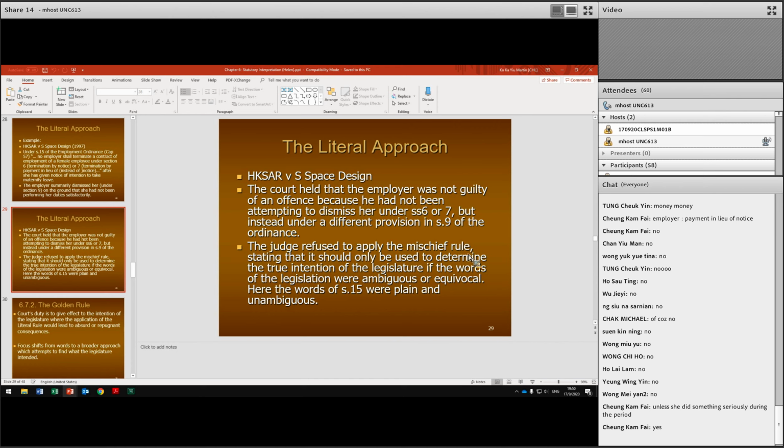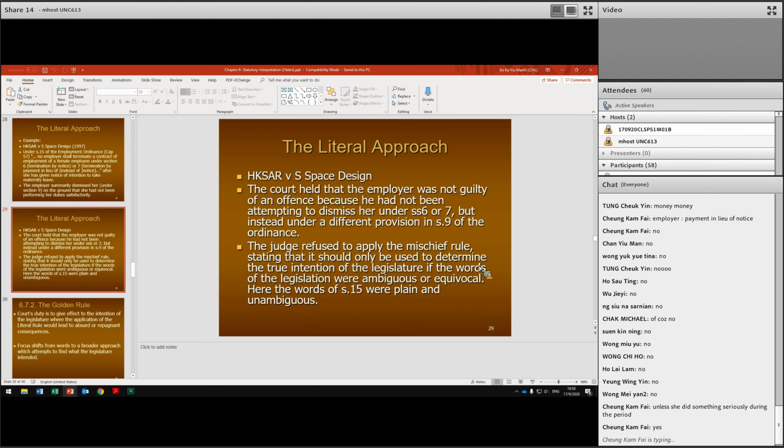The judge refused to apply the mischief rule, stating that it should only be used to determine the true intention of the legislature if the words of the legislation were ambiguous or equivocal. Here the words of Section 15 were plain and unambiguous. The court found that there was no ambiguity in Section 15. This is the reason why the judge used the literal approach instead of the mischief rule. So if the court used the mischief rule, what would be the outcome?